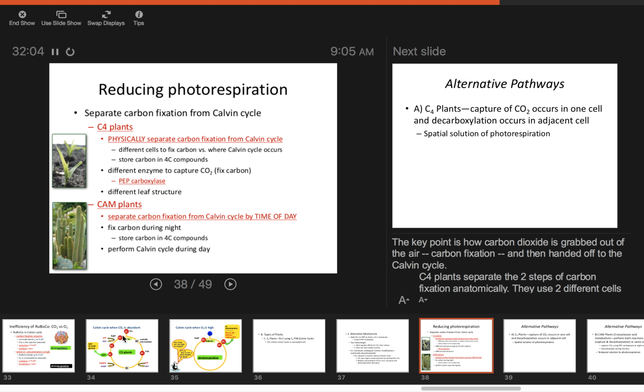So different cells fix carbon versus where the Calvin cycle occurs. You store the carbon in 4-carbon molecules, and then you have an enzyme that shuttles it over. In this case, PEP carboxylase. Different leaf structure. That's the main thing. The leaf is set up differently.